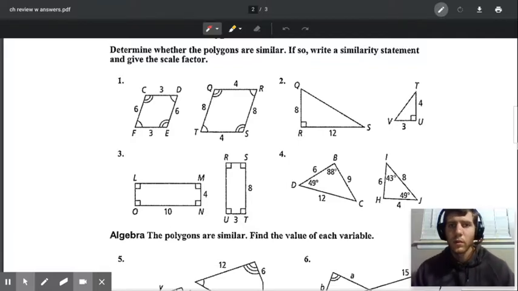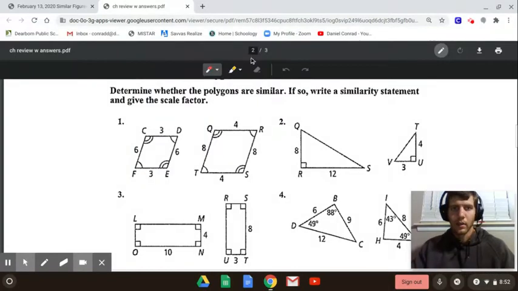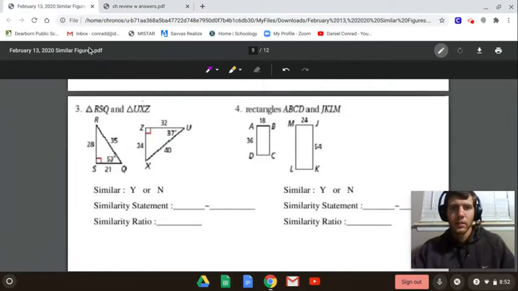All right, numbers 1 through 4 here ask you to determine whether the polygons are similar. It says, if so, write a similarity statement and give the scale factor. So we're going to look at some other problems as an example, and then you guys can work on those four.